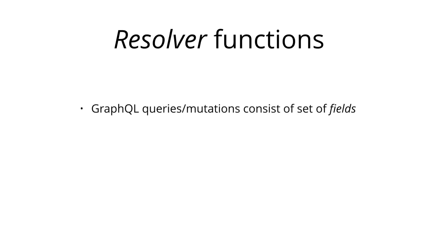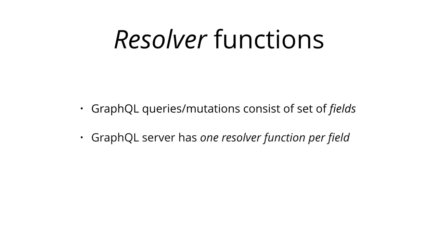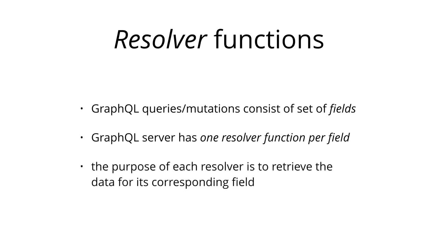The key to understanding how GraphQL is able to cope with all these different environments is the concept of a resolver function. As you learned in the previous chapter, the payload of a GraphQL query or mutation consists of a set of fields. In the GraphQL server implementation, each of these fields actually corresponds to exactly one function that's called a resolver. The sole purpose of a resolver function is to fetch the data for its corresponding field.